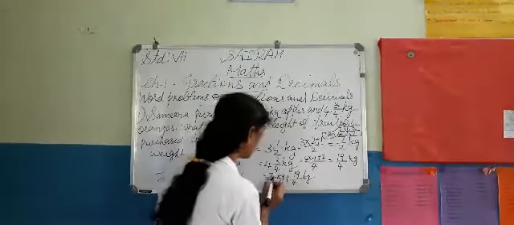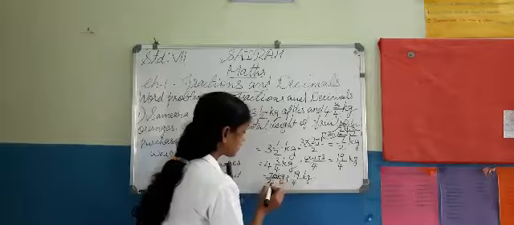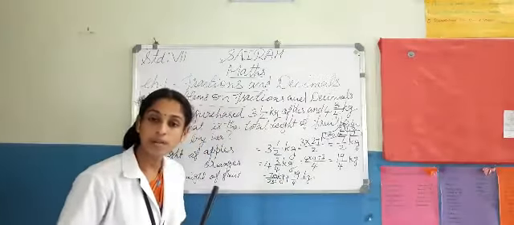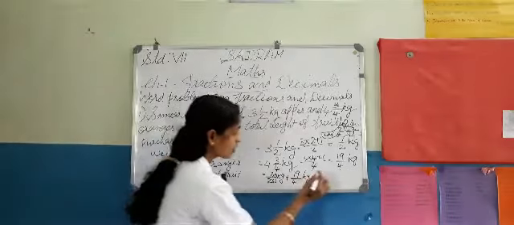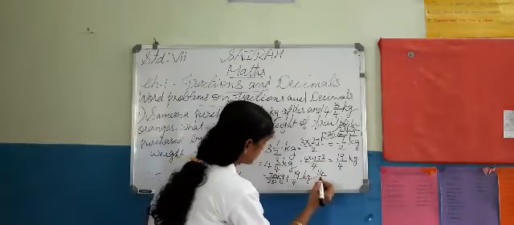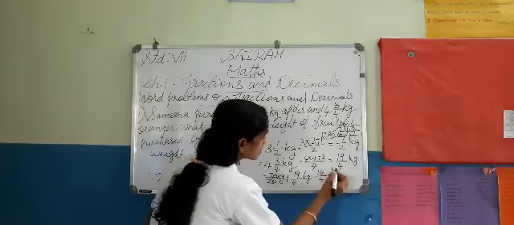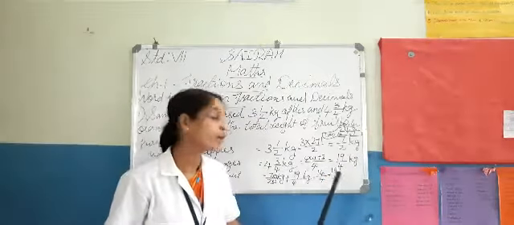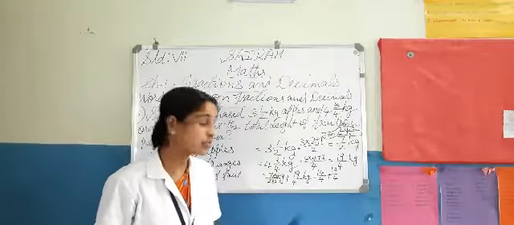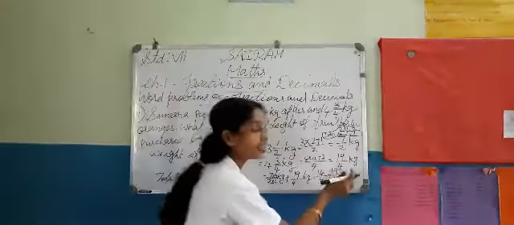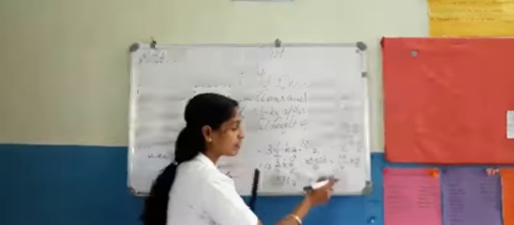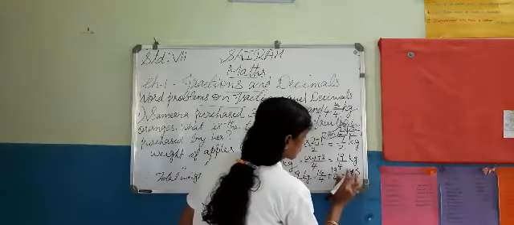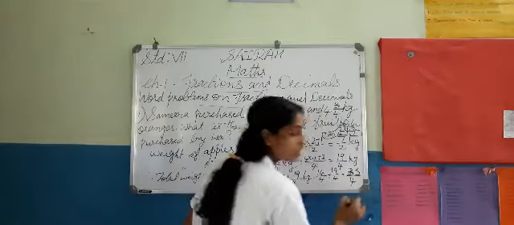Convert this 2 into the LCM. For that we multiply the numerator and denominator by 2. Then what do we get here? 7 2s are 14 by 4 plus 19 by 4. Now we get like fractions, so we can simply add the numerators. After adding, it's 33 by 4.